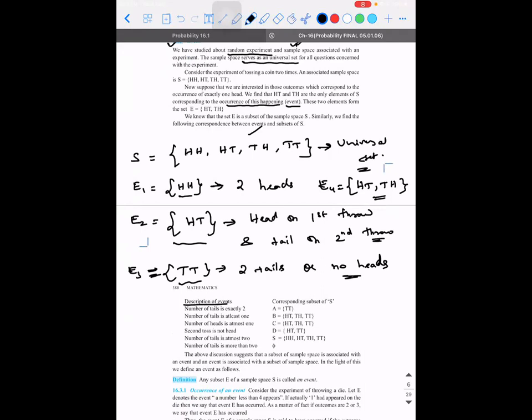Suppose the question says the number of tails is exactly 2. Then how will you write the set? You will write it as TT. Suppose they say, okay, I'll do one thing. I'll blur it completely.